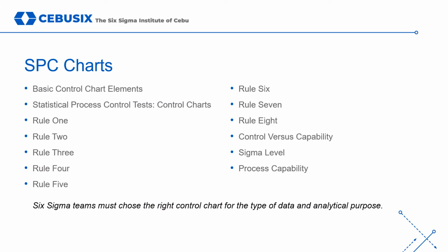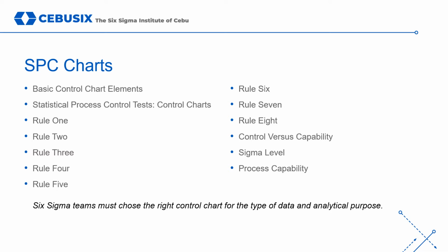One of the most common methods Six Sigma teams use to monitor a process is the control chart. A number of types of control charts exist, and Six Sigma experts must choose the right control chart for the type of data and analytical purpose. In this section, we will discuss the statistical process control chart, including the basic chart elements, as well as the 8 Nelson rules. We will also talk about control versus capability and explain what the sigma level has to do with it all.